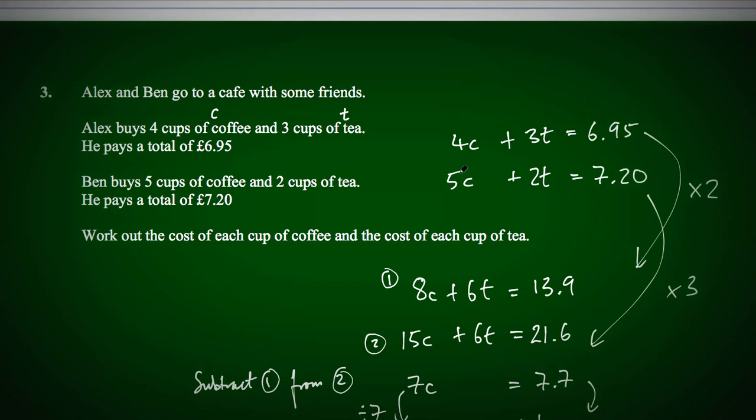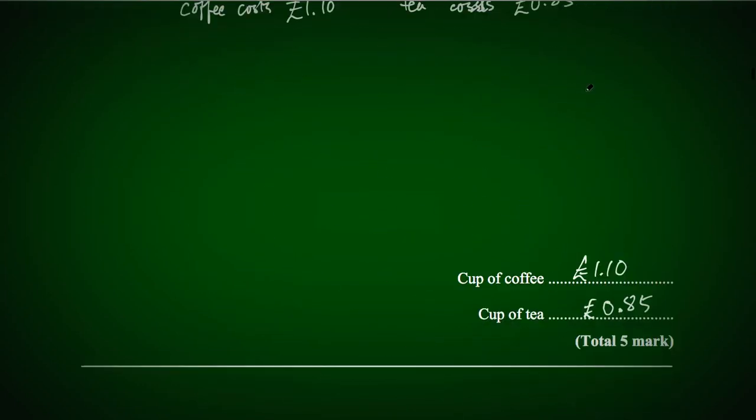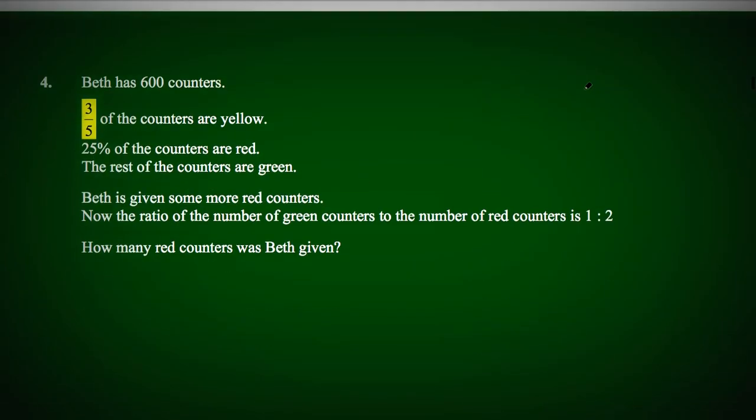So just to check that 5 times £1.10 plus 2 lots of 85 pence gives £7.20. It does. So sub it back into the second equation that you didn't use, check that it works, and it does, so I can move on. Question 4.